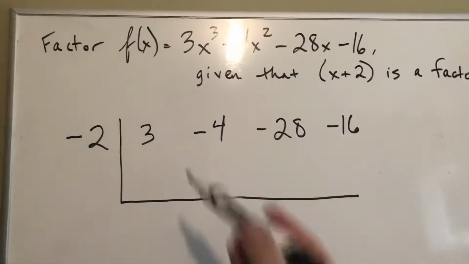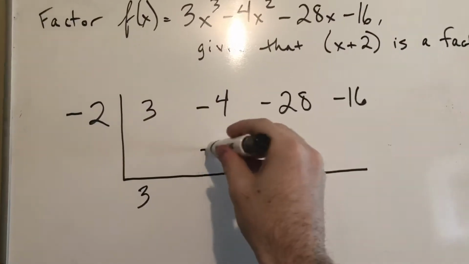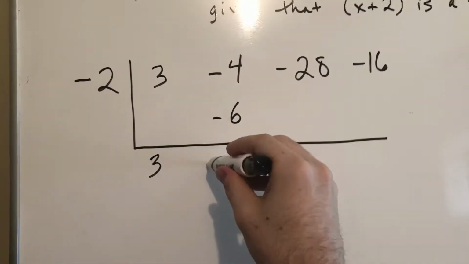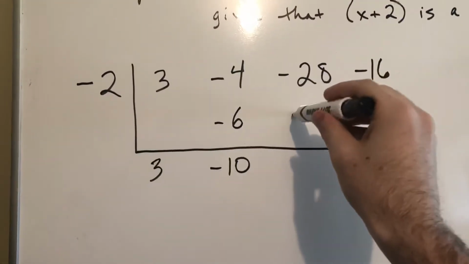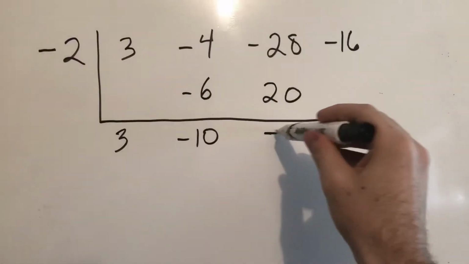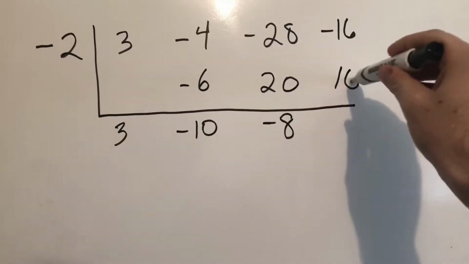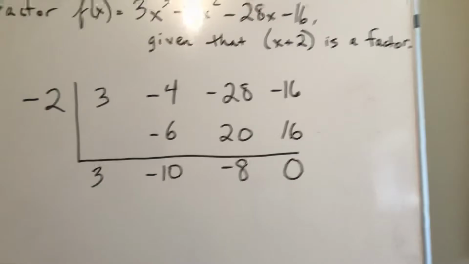Okay, synthetic, we drop our first column, -2 times 3. Remember, in synthetic, we're adding, so -4 and -6 gives me -10, -2 times -10 is +20. Add them first. -2 times -8 is +16. As I was saying, you should wind up with a remainder of 0.